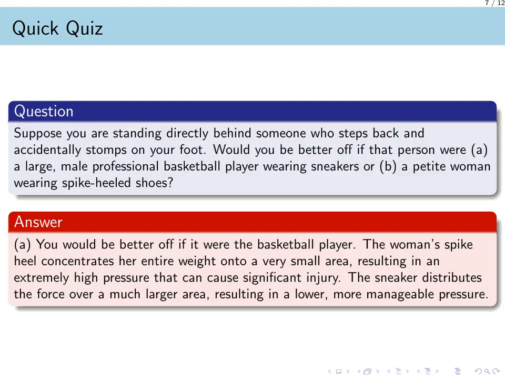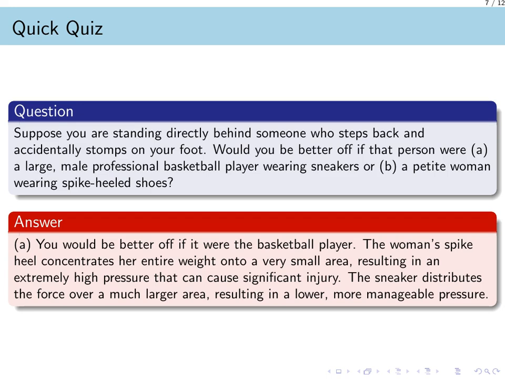Let us apply our understanding of pressure with a quick conceptual question. Suppose someone accidentally steps on your foot. Who would you rather it be? A large basketball player wearing sneakers, or a petite woman wearing spike-heeled shoes? While the basketball player has a much larger weight and therefore exerts a greater force, the key is the area of contact. The woman's spike heel concentrates her entire body weight onto an extremely small point.